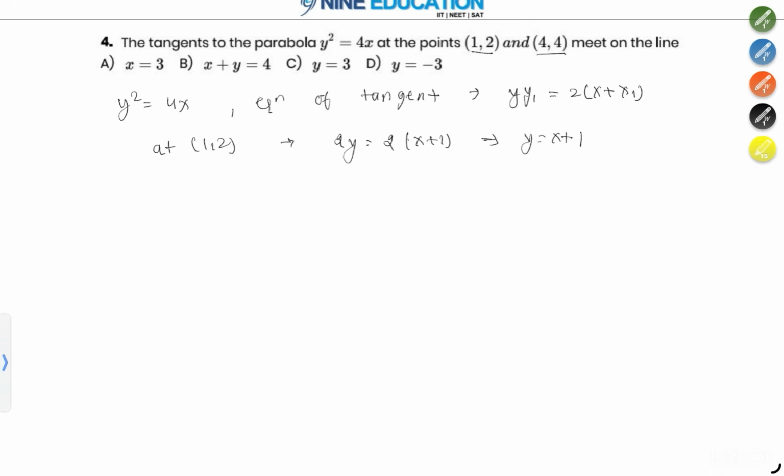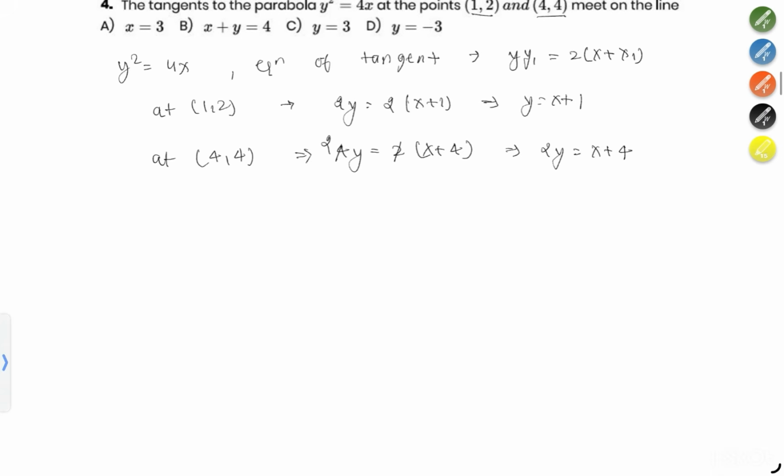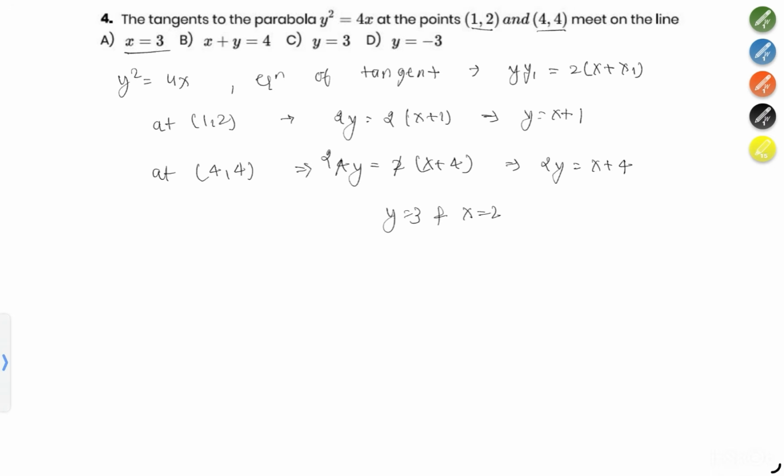Now the second equation, at 4 comma 4, is going to be 4y equals 2 times of x plus 4. So it gets cancelled out, and we get 2y equals x plus 4. So if you solve both the equations, you will get y equals 3 and x equals 2. So that must be the point that we have. Regarding x, they mention x is equal to 3, so that is not the answer. So y equal to 3 is the correct option. So C is the correct answer that we have for question number 4.